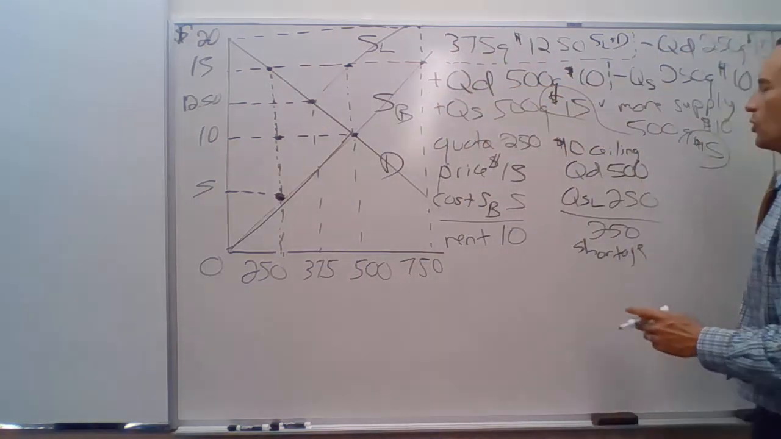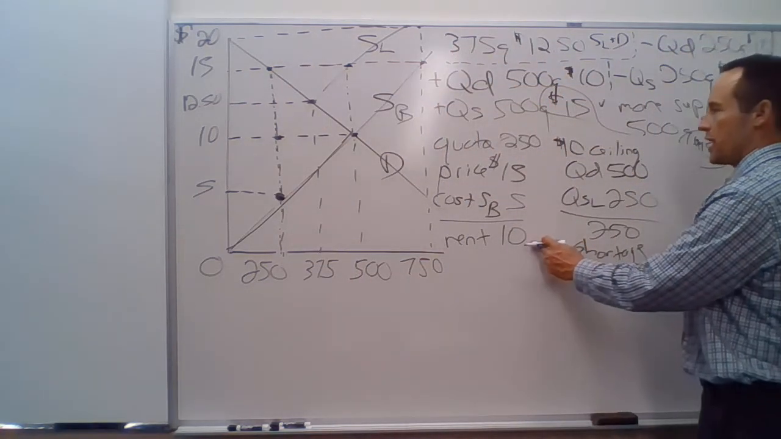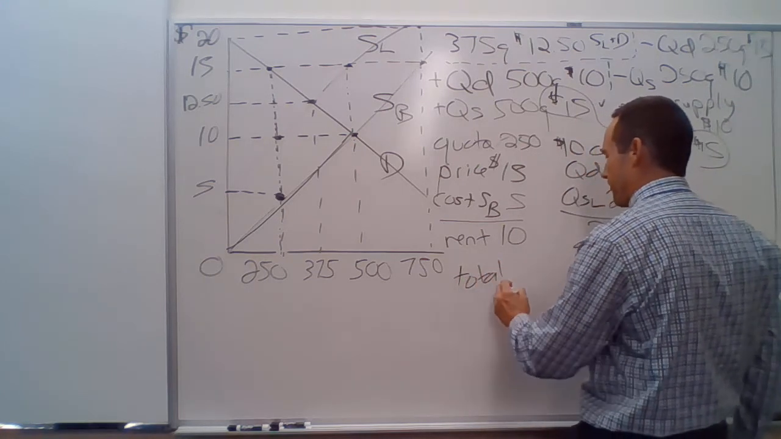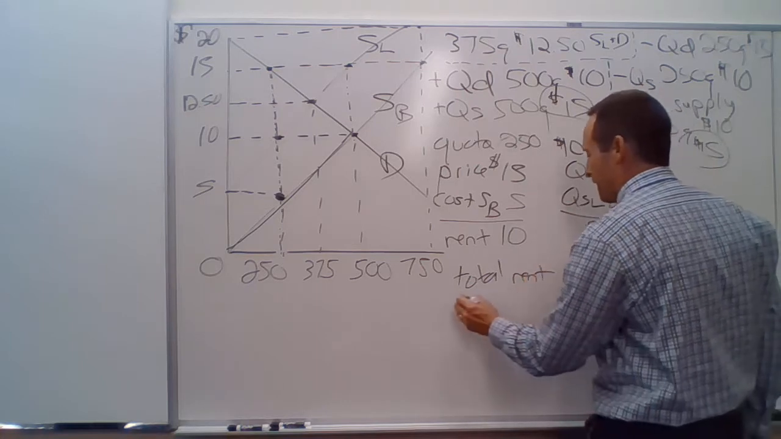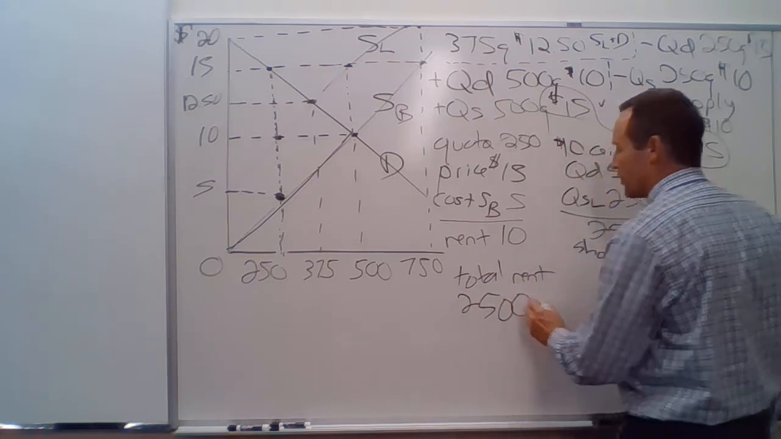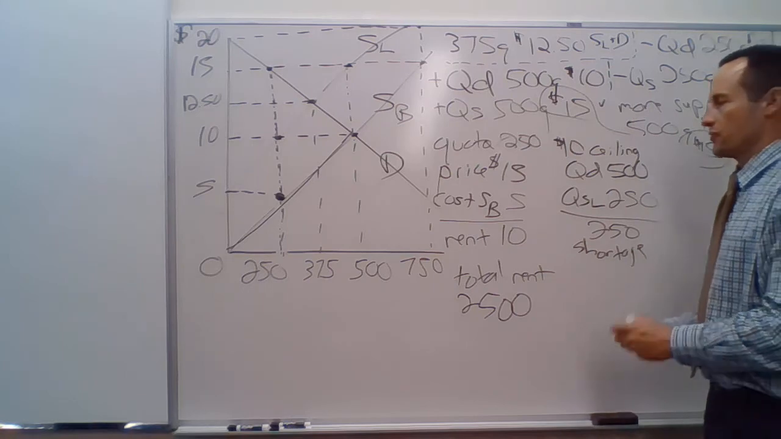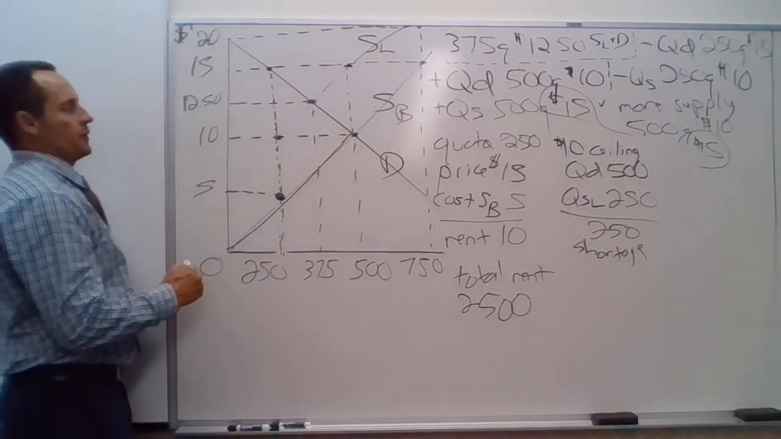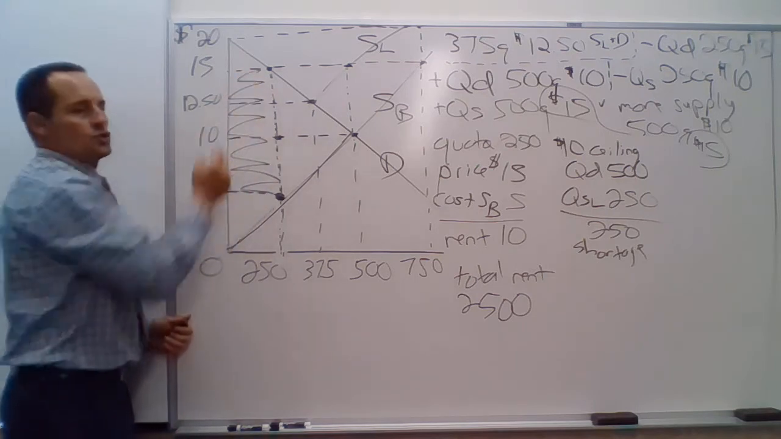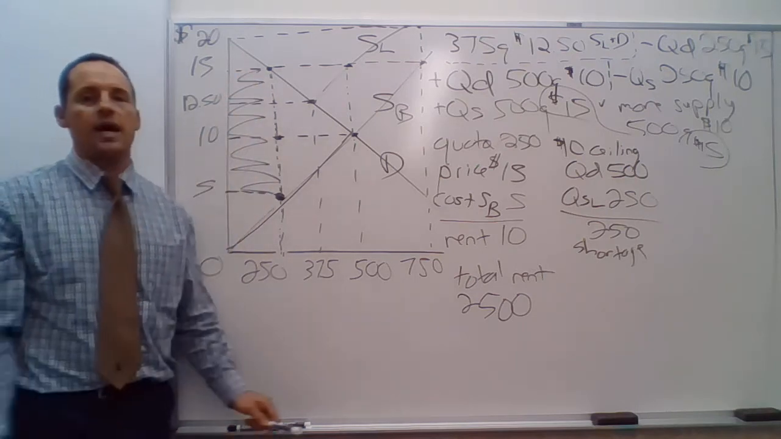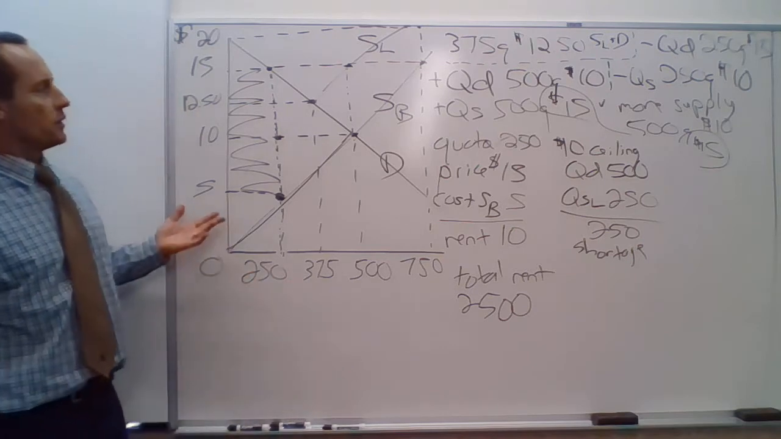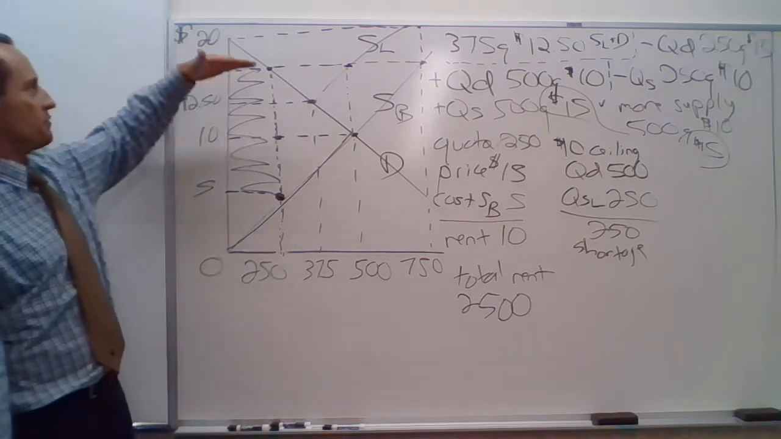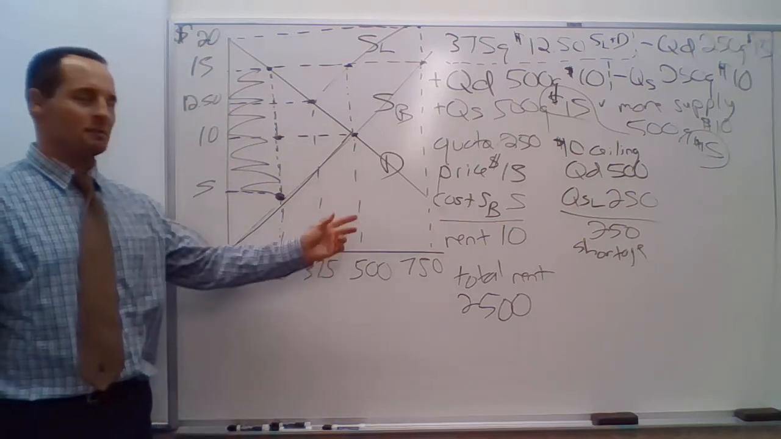How much will rents total? Well, if you collect 10 on 250, we'll have total rents of 2,500. That 2,500 figure is right here. It's this rectangle right here. To whom does that go? Government could seize it as a tax. Suppliers could keep that money as a rent, as extra profits, or we could make people muster the $15 and later on rebate them the difference.